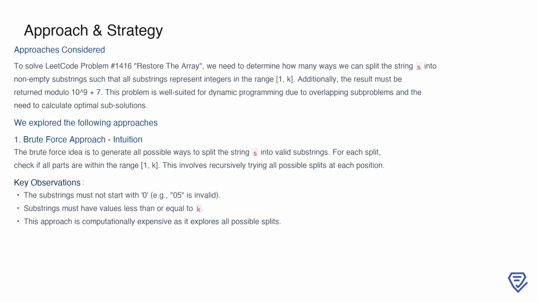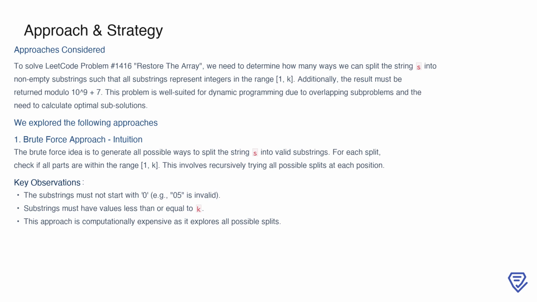To solve the problem Restore the Array, our goal is to determine how many ways we can split the string s into non-empty substrings, ensuring that each substring represents an integer within the range 1 to k. The result must be returned modulo 10 to the power of 9 plus 7. Since the problem involves overlapping subproblems and requires calculating optimal subsolutions, it is well suited for dynamic programming.